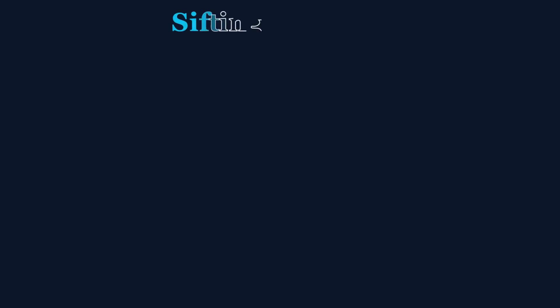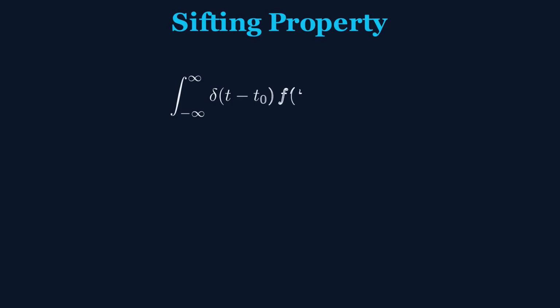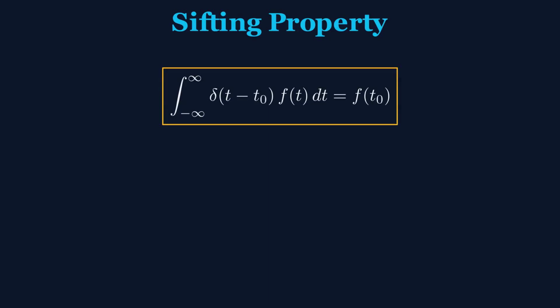The sifting property is the most important property of the impulse function. It states that the integral from negative infinity to infinity of delta of t minus t0 times f of t dt equals f of t0. In words, multiplying any function by a shifted impulse and integrating extracts the function's value at the impulse location.